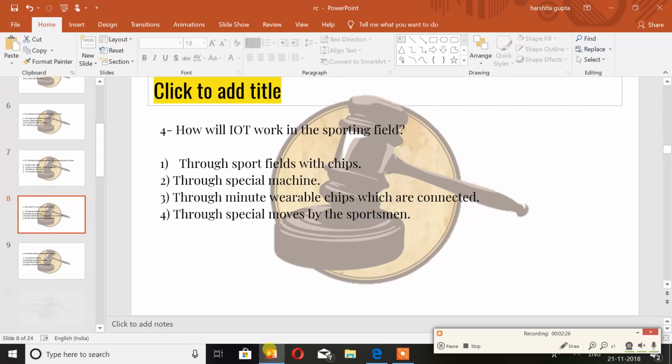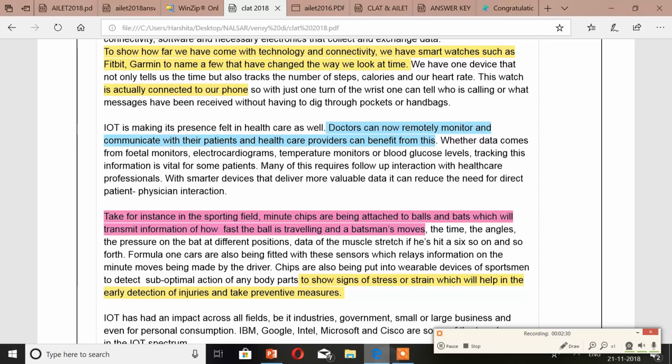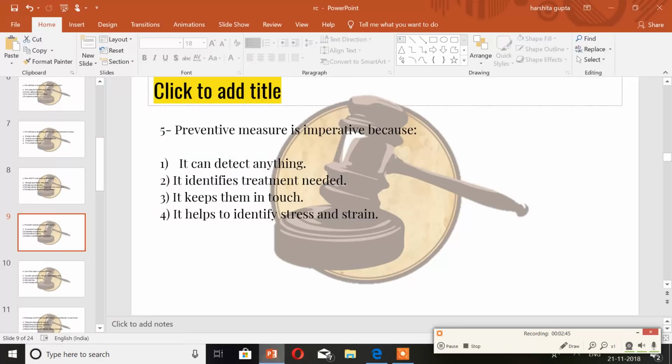Okay, now the fifth question, preventive measures. So if you look at this line, show signs of stress and strain, they just said that these will be able to detect the signs, and therefore the injuries can be detected earlier than possible. So it's also a very direct answer, that is 4.